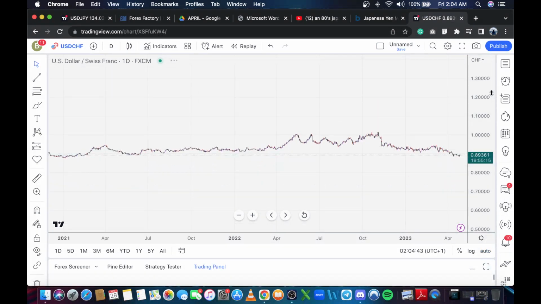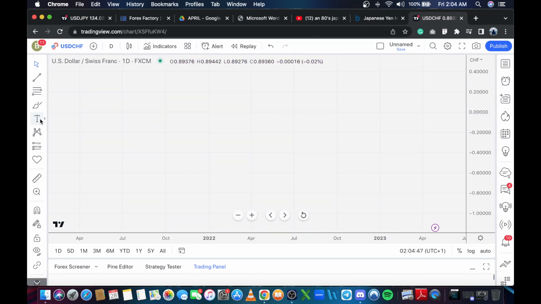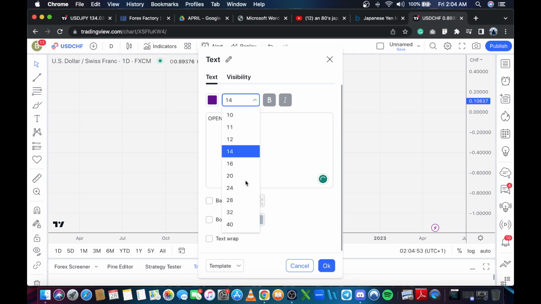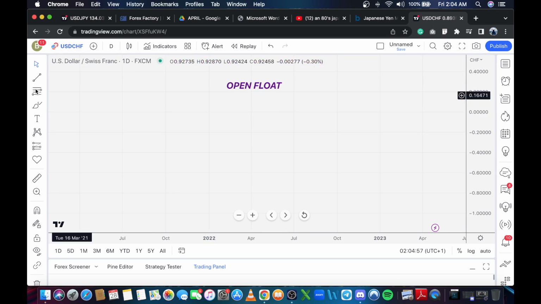Alright, so we're going to start with defining what open float is in price. Alright, so what is open float? Open float is the current open interest above and below market price.